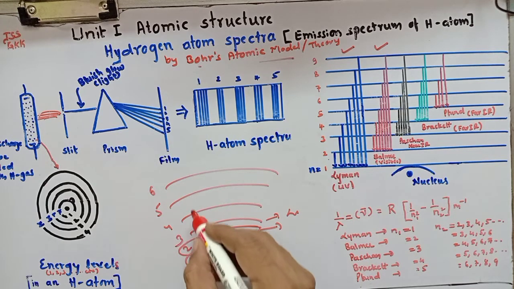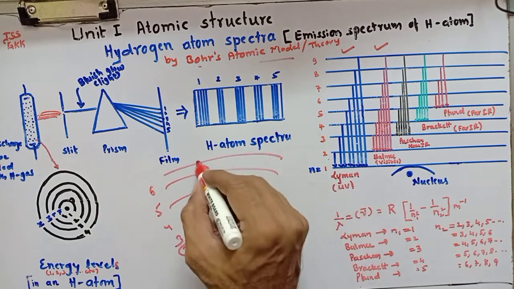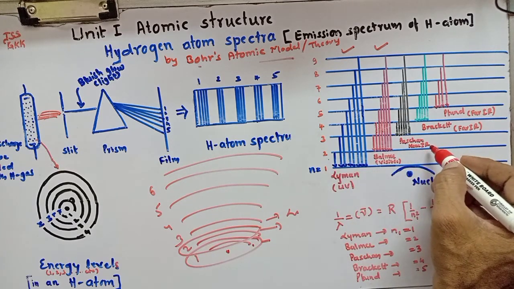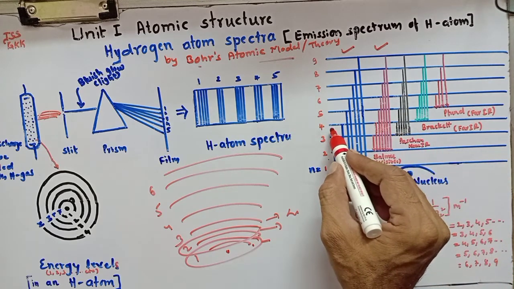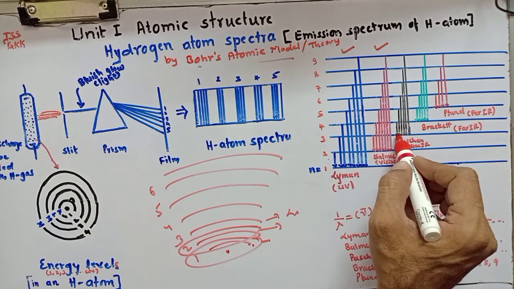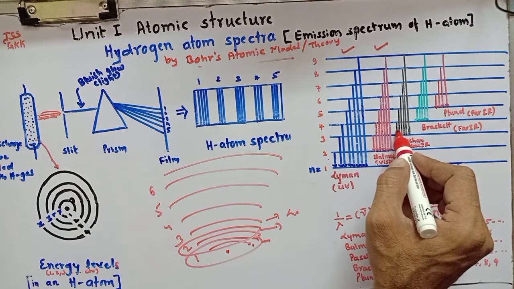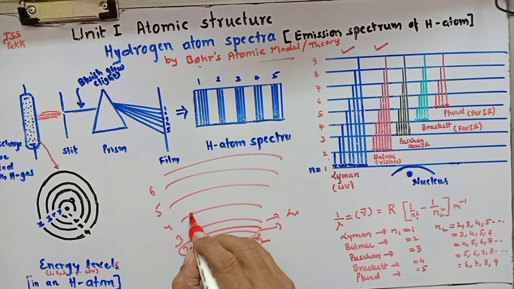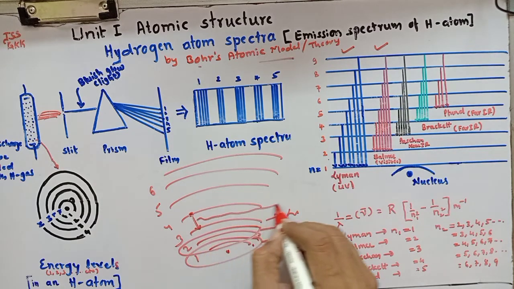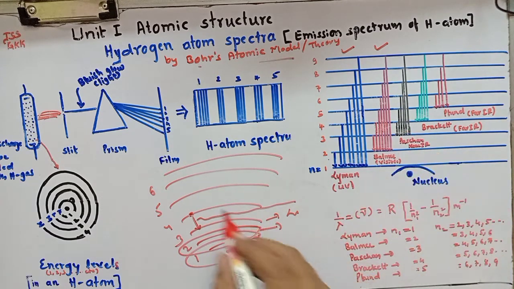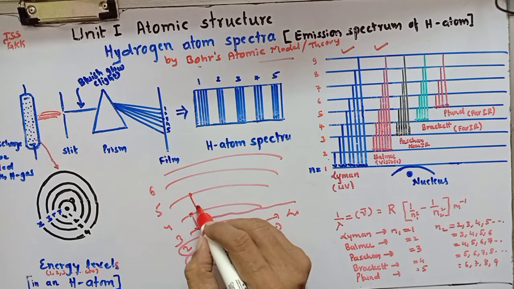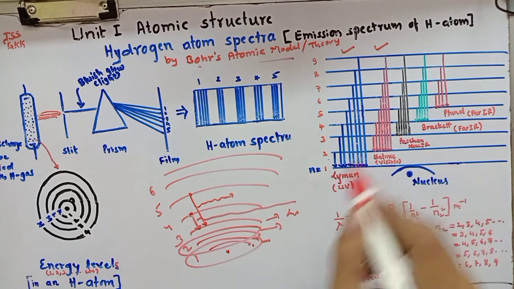So that means when the de-excitation of electron takes place from different higher energy levels to the third energy level, that will produce the Paschen series of spectral lines. That means when the electron is present in the fourth energy level, if it jumps to the third energy level, that will produce the first spectral line of the Paschen series. Similarly, if the electron present in the fifth energy level jumps to the third energy level, that will produce the second spectral line of the Paschen series.